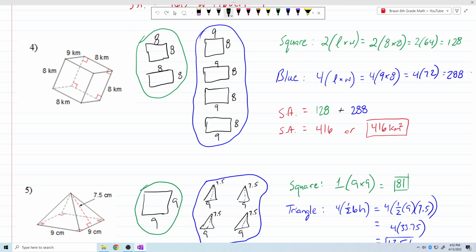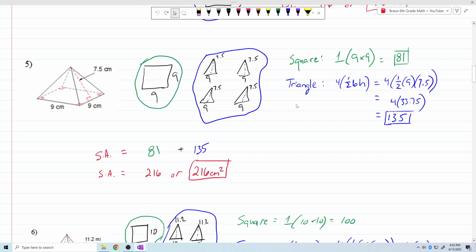My green squares come out to be 128. The blue, 288. Add them up and get 416. That is it. Okay, now we're moving on. Prisms, not too bad. Surface area when it comes to pyramids, though. Well, again, they're not too bad, but they could maybe be a little tricky. I don't think they're too bad, though.